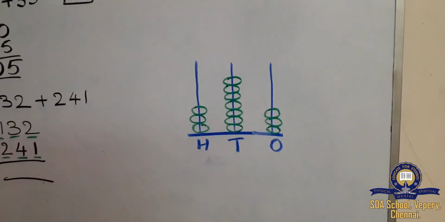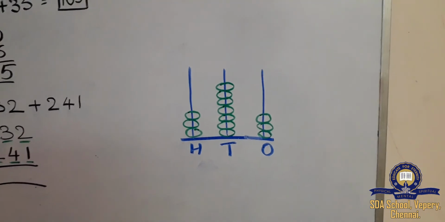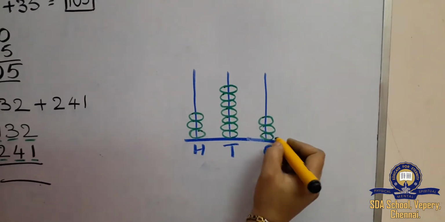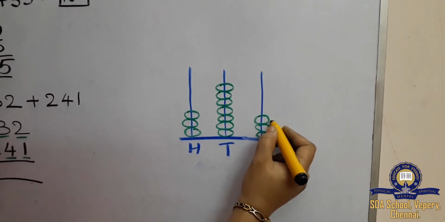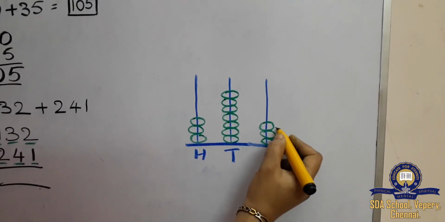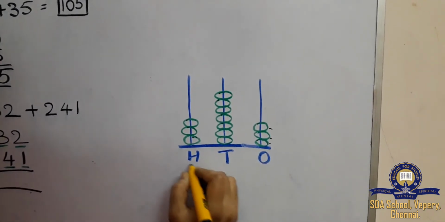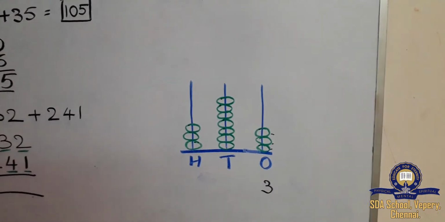Okay, so totaling this, what is coming here? See how many are coming here? 1, 2, 3. How many are there? 1, 2, 3. So write it down here. 3.